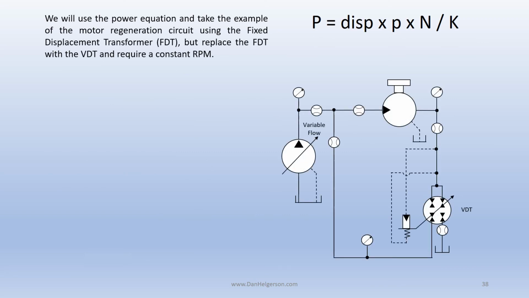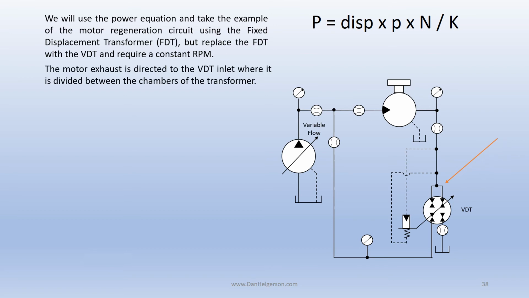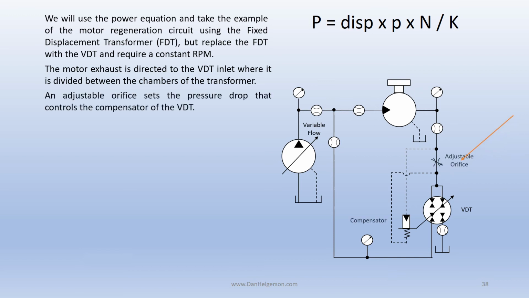We will use the power equation and take the example of the motor regeneration circuit using the fixed displacement transformer, but replace the FDT with the VDT and require a constant RPM. The motor exhaust is directed to the VDT inlet, where it is divided between the chambers of the transformer. An adjustable orifice sets the pressure drop that controls the compensator of the VDT.